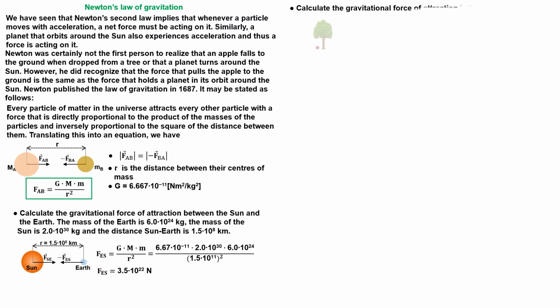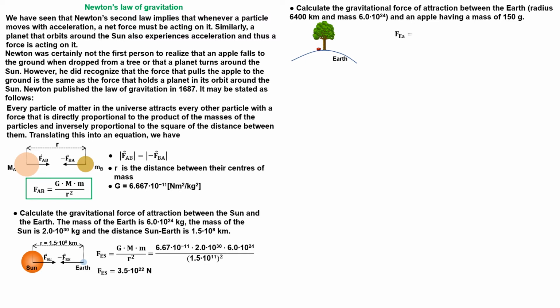Calculate the gravitational force of attraction between the Earth and an apple having a mass of 150 grams. We substitute known values of Newton's constant of universal gravitation and the masses into the universal gravitation equation. Solving for F, we get 1.47 newtons. If we calculate the weight of this apple applying mass times gravity acceleration, we get the same value because the weight is the force of gravity.